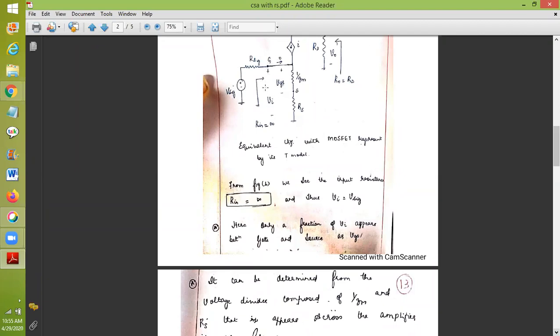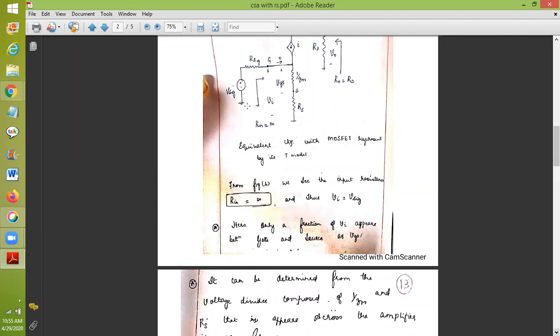Since Rg is very, very high, I will write the current as 0. Rg is very high, or I will write it as infinity. Ideally, the value of Rg is infinity. Practically, it will be in terms of mega ohms.